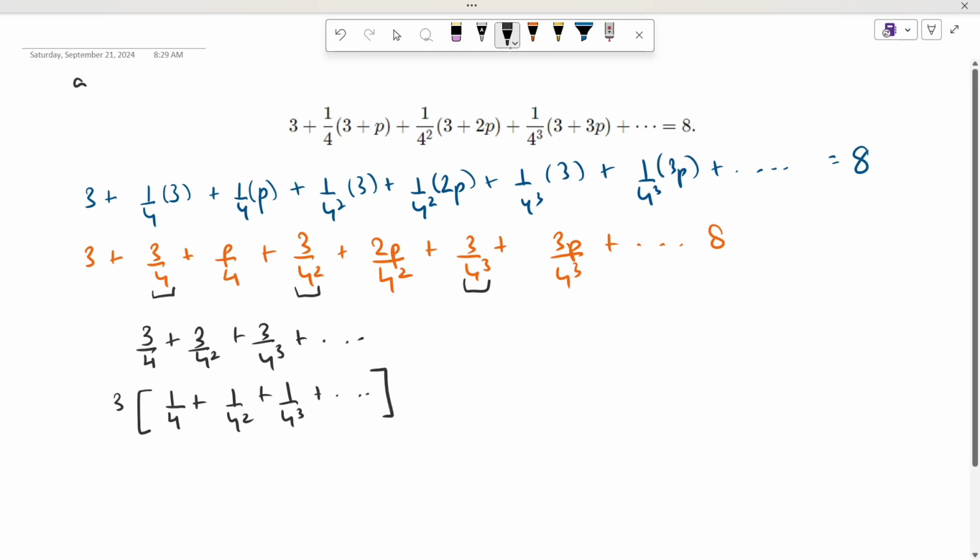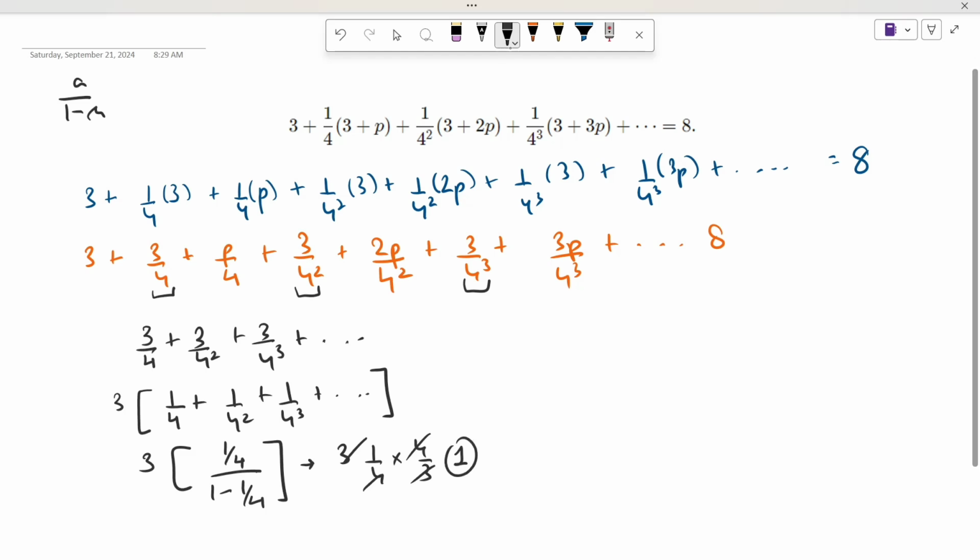The sum for infinite geometric progression is a upon 1 minus r. So this is 3 into a is 1 by 4, 1 minus r is 1 minus 1 by 4. This would amount to 1 by 4 into 4 by 3, that gets cancelled out. So we are left with nothing but 1. So the answer for this series that will contain these 3 terms and the following terms would be 1.